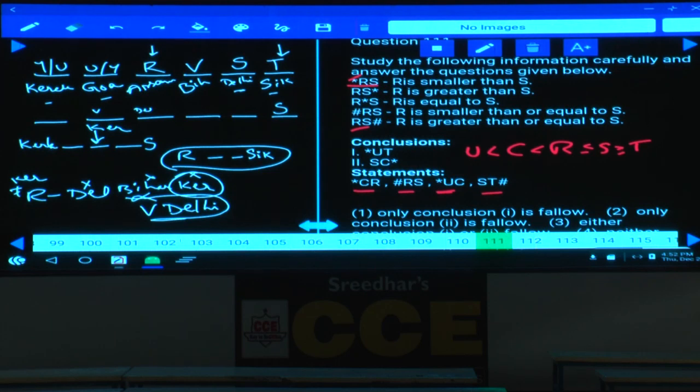Then with the help of this final statement, tell me what is the conclusion here? Star UT. Star UT means U is lesser than T. Tell me whether U is lesser than T, true or false? False, because there are two different symbols between U and T.